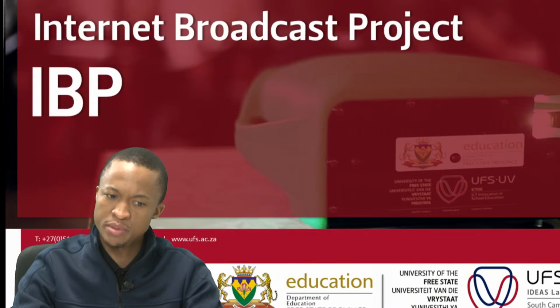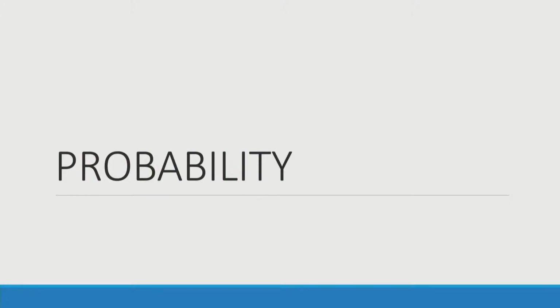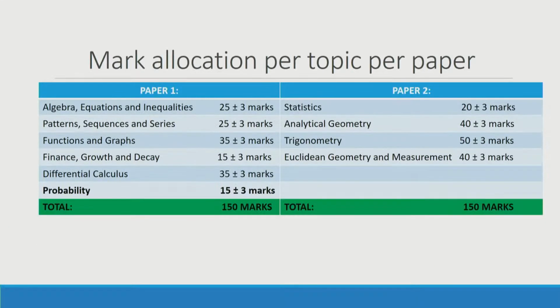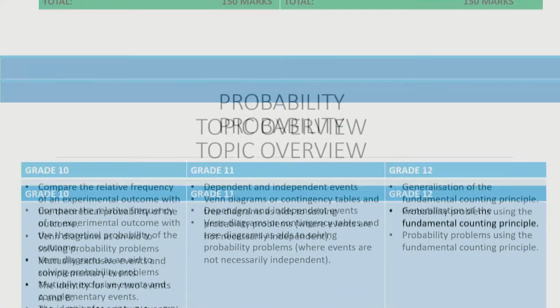Now, as I said, we'll be dealing with probability. Probability is a topic that has been allocated around 15 marks in your paper 1 at the end of the year. So I hope that this presentation will help you obtain as many marks as possible in this particular topic.